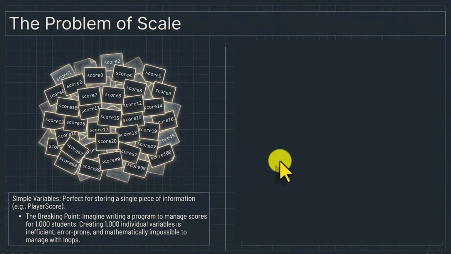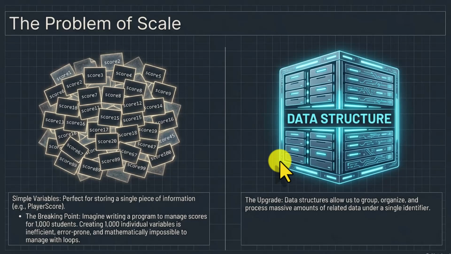So what is the solution? The solution is to use data structures. Data structures allow us to group, organize, and process massive amounts of related data under a single identifier. Already they have created different systems and methods that we can use to organize our data, and then we can use loops very easily to work on that data. So that is data structures, and we will be introduced to some very basic data structures or methods of solving this big problem.